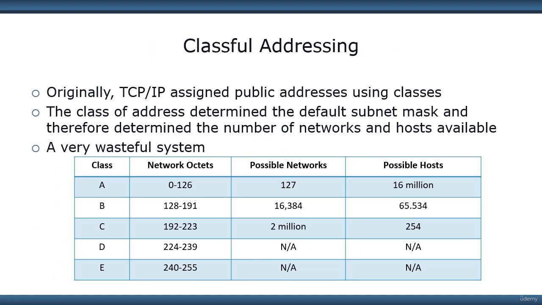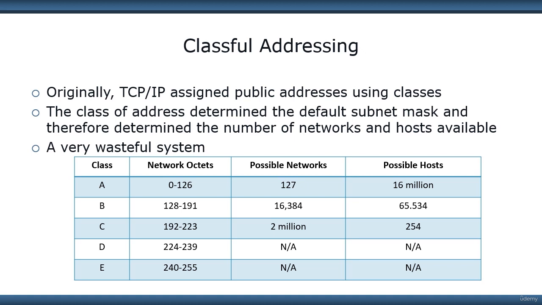So the original TCP/IP was assigned public addresses using classes. So it's called the classful system, and the class of the address also determined the default subnet mask, and therefore determined the number of networks and hosts that were available. Right? The subnet mask is the differentiation between network ID and host ID. So if that's defined, well then I know, okay, within this set of bits, we'll use Class A. Class A has a subnet mask of 255.0.0.0, so it only specifies the first octet as being available for network IDs.